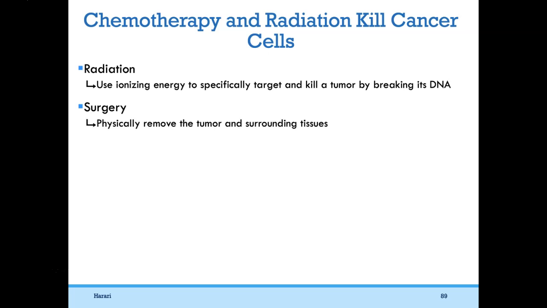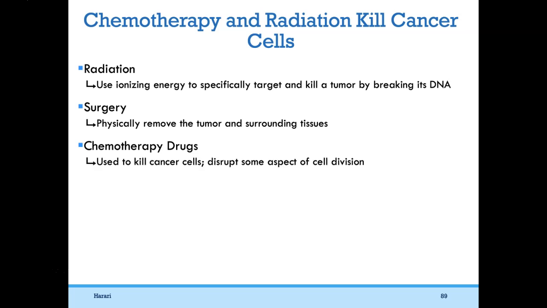Surgery is also very common, where you can just physically remove the tumor and all the surrounding tissue, so it can't metastasize anymore. Chemotherapy drugs are used to kill cancer by disrupting some aspect of cell division. So chemotherapy usually works by preventing the cells from dividing anymore.